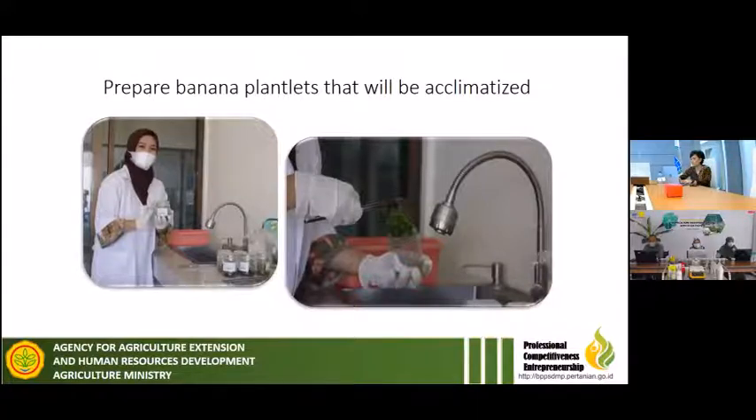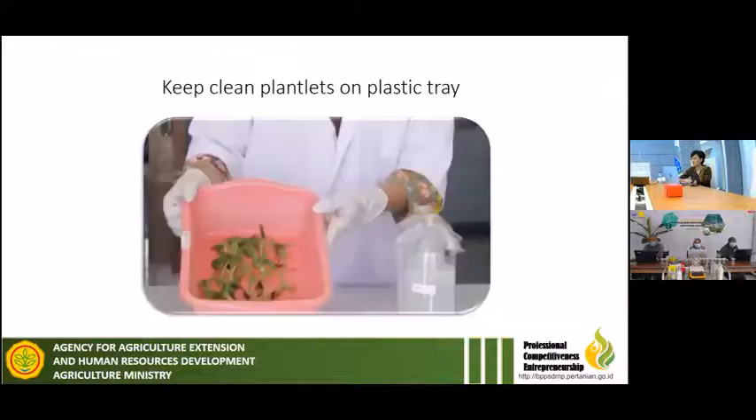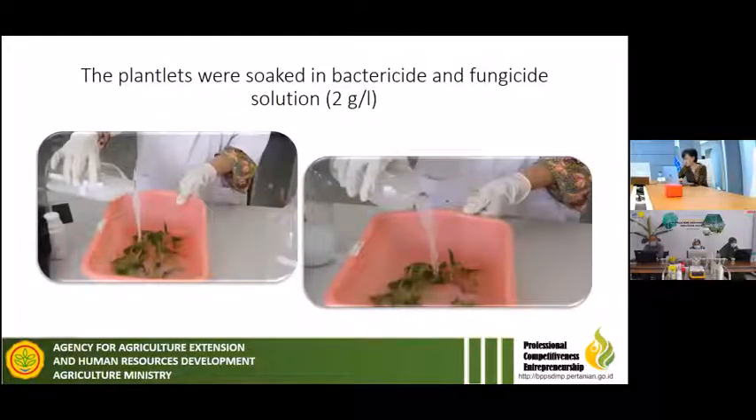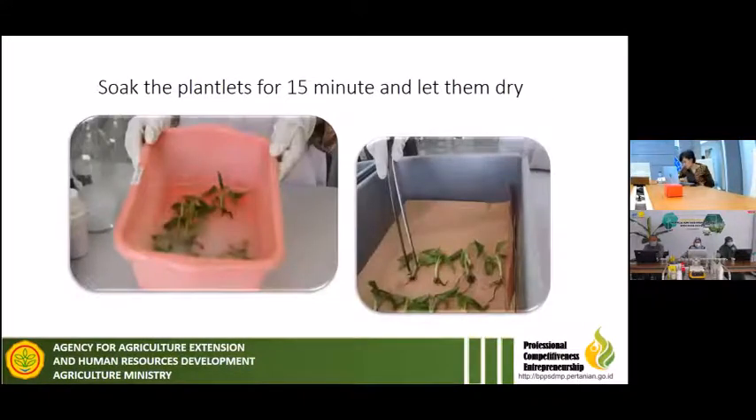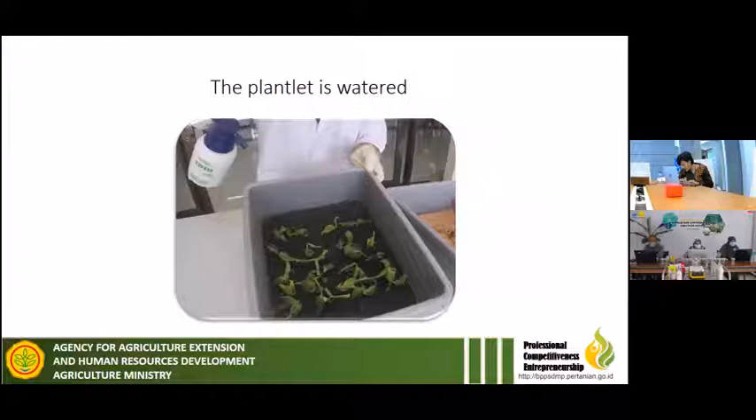So this is the acclimatization process of the banana plantlets. We need to take the banana plantlet out from the culture bottles and clean it under running tap water, and make sure it's already clean. After that, we soak it in bactericide and fungicide solutions and let it dry. Then we dip the roots into the root hormone, and after that we plant the plantlets into the acclimatization media.